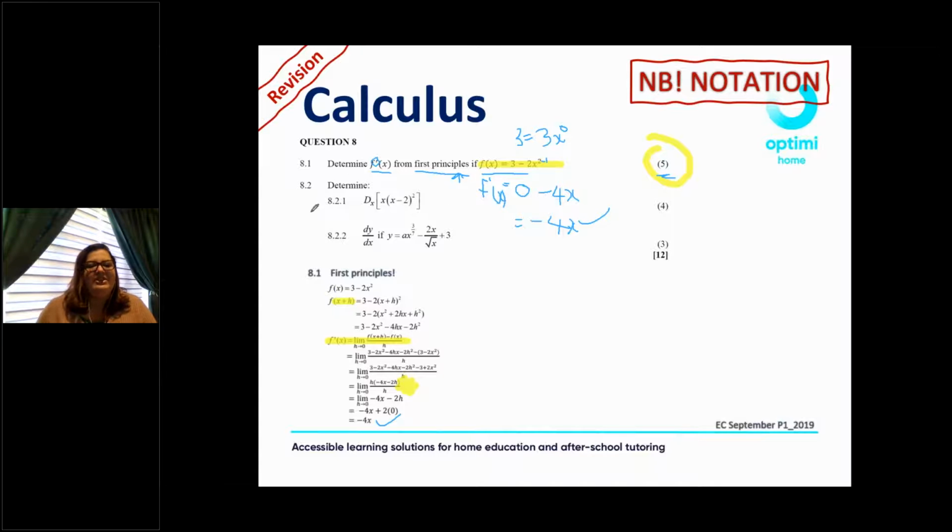Okay, so then 8.2 comes across and you see it looks so very difficult because there's brackets and there's some funny notation over there. Don't worry about the notation. You can forget about the notation. You can just write it in the end if you'd like. And they didn't say from first principle, so you don't have to do this whole long step over here.